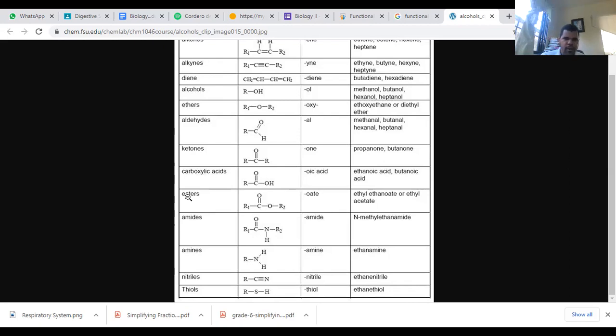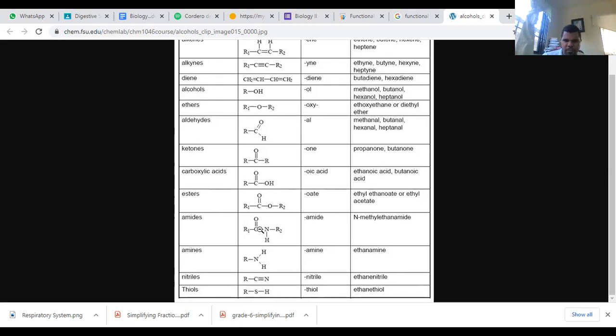Now, esters now, these guys is when you have the oxygen attached to a carbon through a double bond. This carbon is attached to a chain. It doesn't matter how long it is. Also, you have a next oxygen and another chain. These are the esters. Okay.